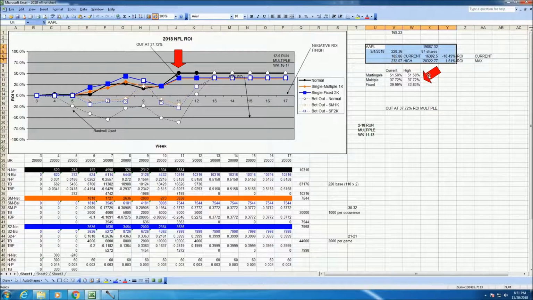Apple is 185.86, closed Monday. If I had bought 87 shares back in the day for 22.28, I would have lost quite a bit of money. I think I'm down almost 18.49% on Apple, should you have made that investment, as opposed to doing sports betting with your money this time of year, especially in the NFL, where I am plus almost 40%, 37% or more. And you could have been out earlier on the fixed, right? So you could have been on this quicker. I took it to week 11, and I'm kind of done.